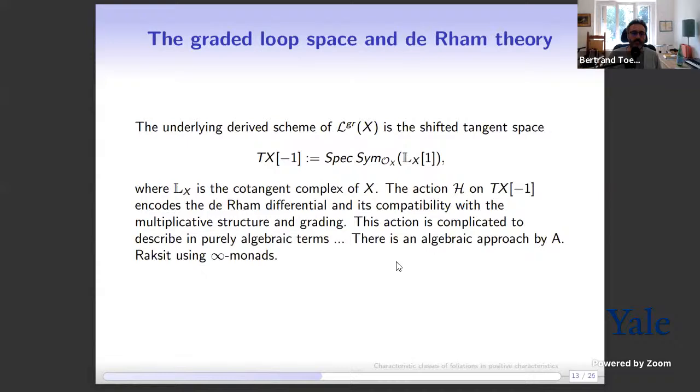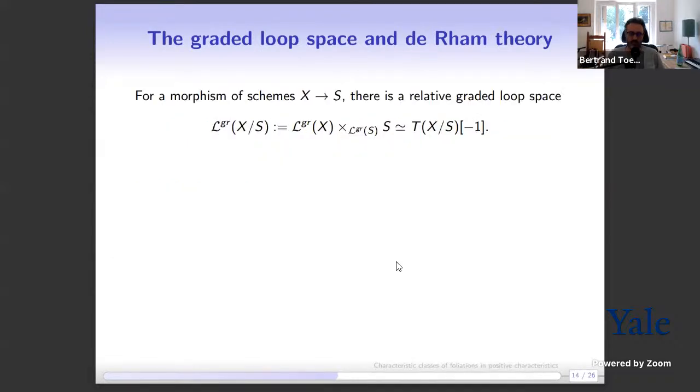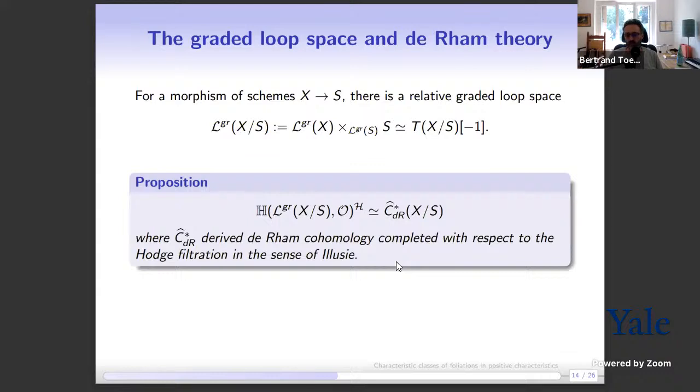Okay, so this was the absolute situation. Now you have a relative situation. If you have a map of schemes, there is a relative graded loop space, where you want to think of maps from the circle in the fibers of X over S. So you can construct it as this fiber product, and it gives you the odd relative tangent space. And it comes equipped with an action of H, and this gives you the relative Durham cohomology.